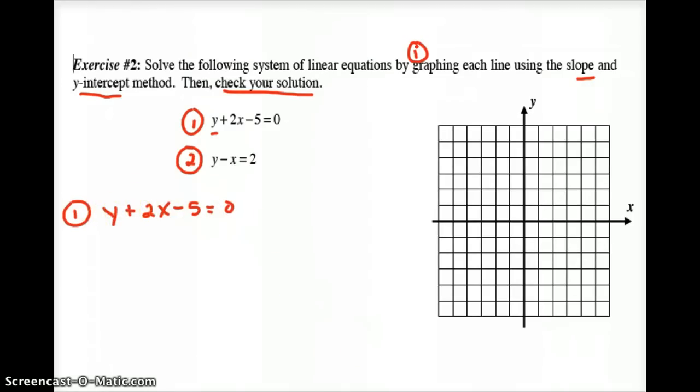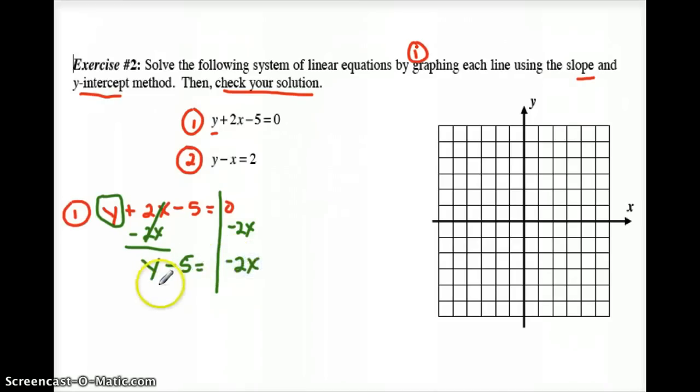We want y to be alone, so we're just going to circle that, and we're going to get everything else over to the other side of the equal sign. So in order to get rid of a positive 2x, we're going to have to subtract 2x on both sides, and we would end up with y minus 5 equals negative 2x. In order to get rid of negative 5, we have to add 5. Inverse operations. And when I add 5 to this side, I get 0. So just the y comes down, which is what we wanted.